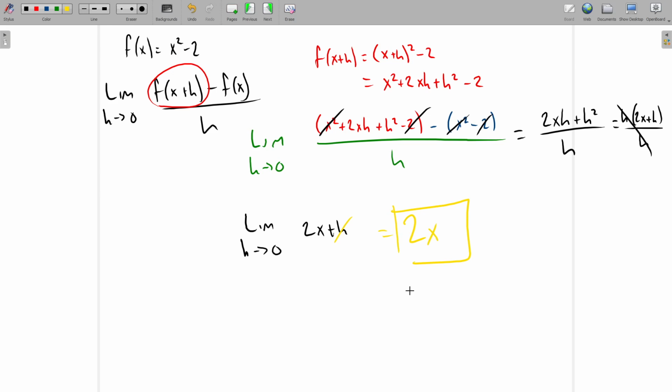So this 2x is a formula that I can use to find the slope of the tangent line at any point along the function x squared minus 2. Right? And then I can use that slope and the point, whatever point I'm looking at, to find the equation of the tangent line at that point.